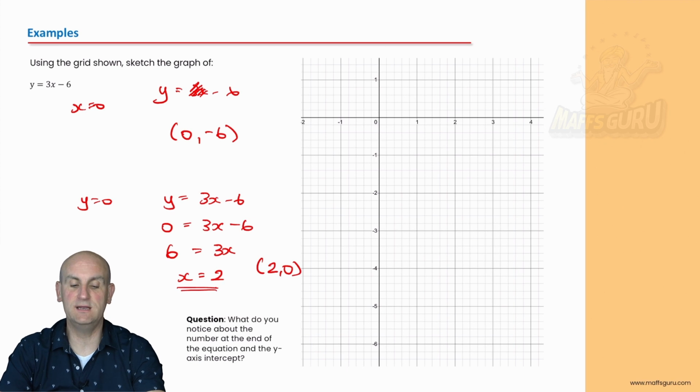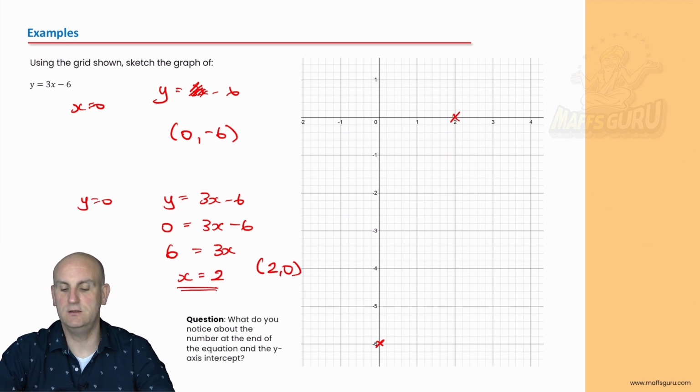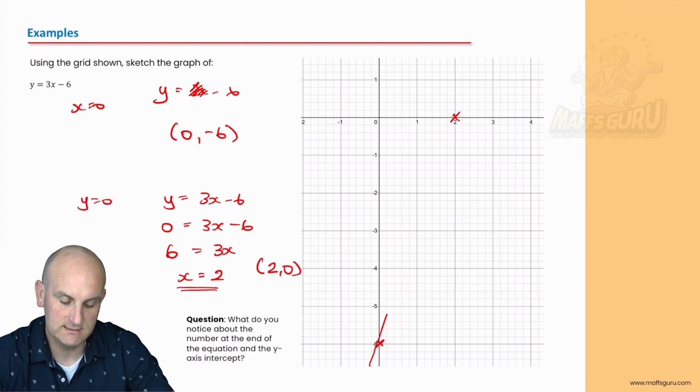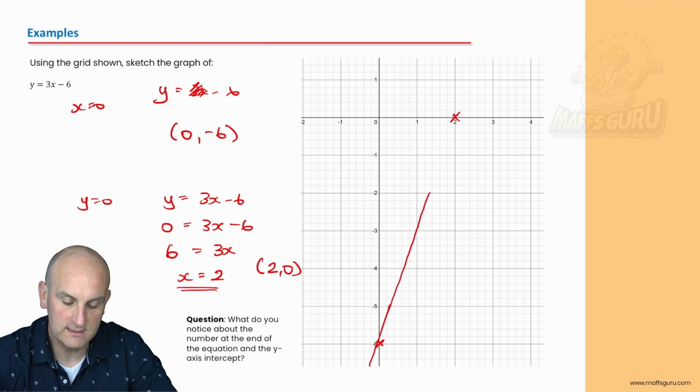Do I have all the information I need? I absolutely do. 0, minus 6 is going to go there, and 2, 0 is going to go there. And once again, let's try and use my graphical drawing skills to do this properly. He says, knowing full well he's going to mess it up.